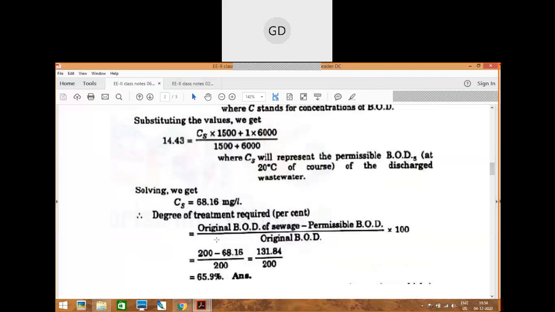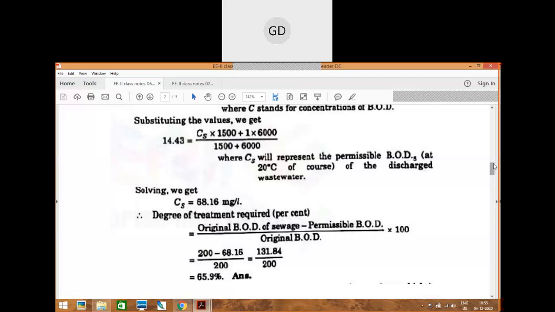Original BOD is given in the question itself. It is 200 milligram per liter, minus the permissible BOD. Just now we got it to be 68.16 milligram per liter, divided by again the original, that is 200. So you will be getting 65.9%, almost 66%. So 66% is the degree of treatment that you need to give to the sewage.